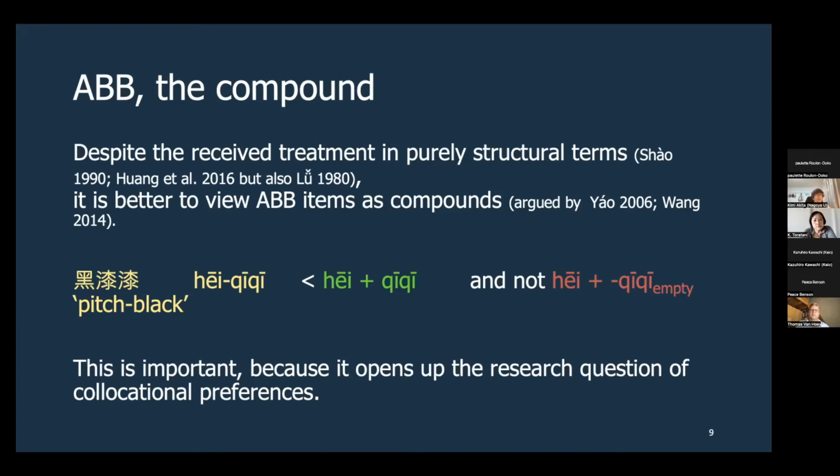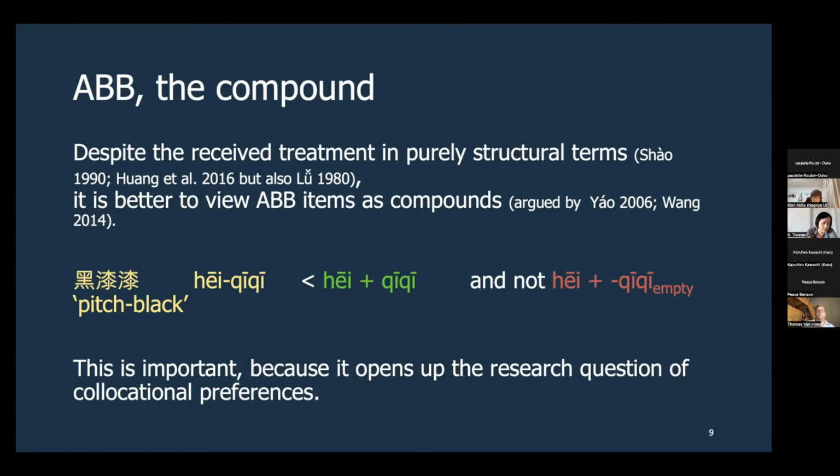So if we leave the purely structural terms and rules and lists and compositions behind, we can maybe see them as compounds, as has also been argued by other Chinese linguists like Zhào and Wang. So that means instead of analyzing hey chi chi with hey meaning black and chi chi meaning pitch black or super dark, chi by itself means lacquer, by the way, the black paint you put on the terracotta army, for instance. So I would say we should analyze this as hey plus chi chi rather than hey plus an empty suffix chi chi that we don't know the meaning of.